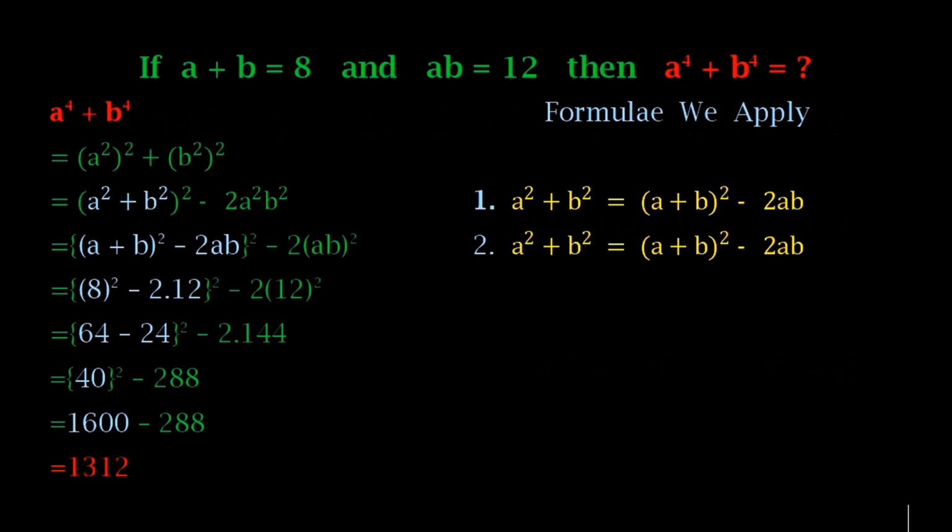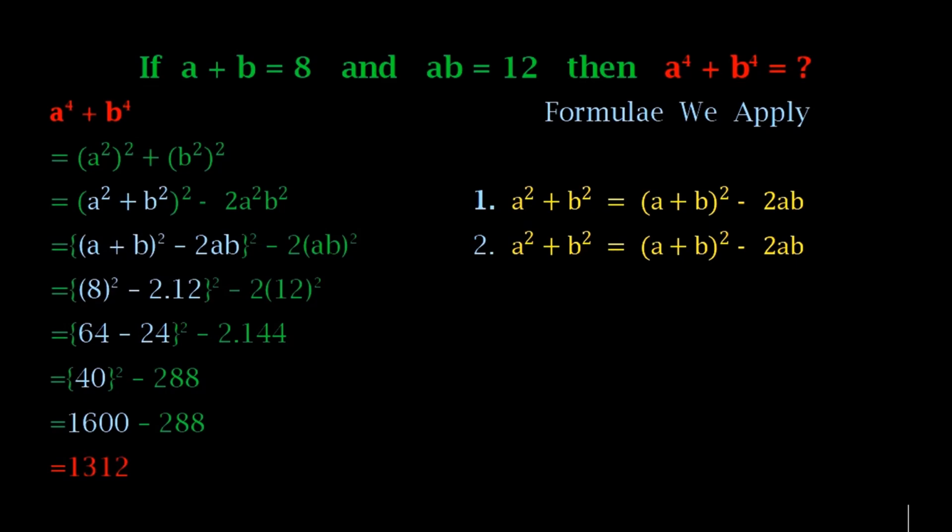So just like the previous problem, here we split a to the power 4 plus b to the power 4 in the form (a square) whole square plus (b square) whole square. As you know, (a square) whole square is equal to a to the power 4 and (b square) whole square is equal to b to the power 4.